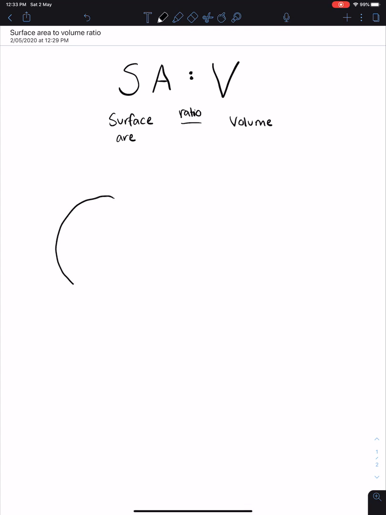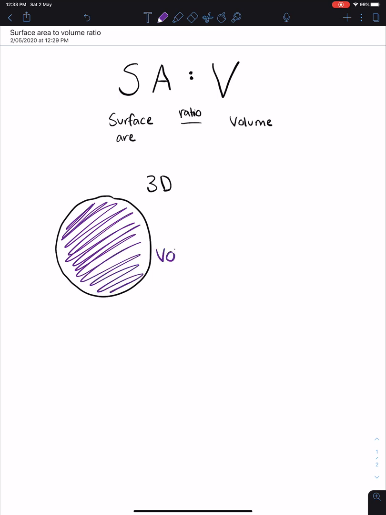Just say we've got a cell like this, and imagine that it's 3D, because at the moment it's just 2D, it's flat, but of course cells are 3D. All of the stuff inside the cell counts as the volume. Volume stands for the amount of space that a substance or object occupies, or what is enclosed within a container. So all of this stuff inside the cell, like the cytoplasm, all of the organelles, are the volume. The surface area is this line, or the membrane, going around the outside.